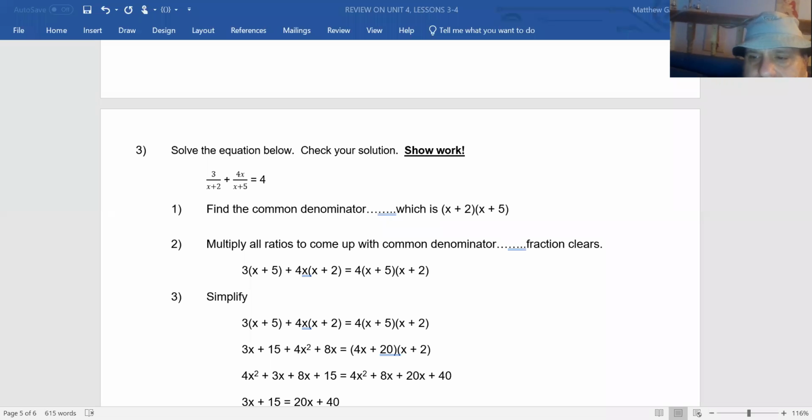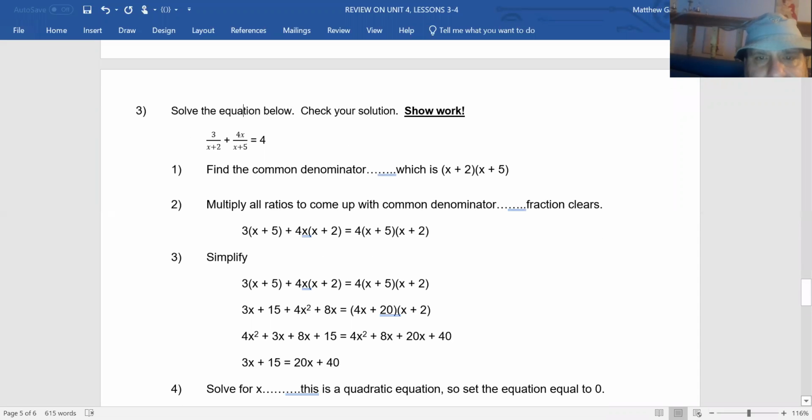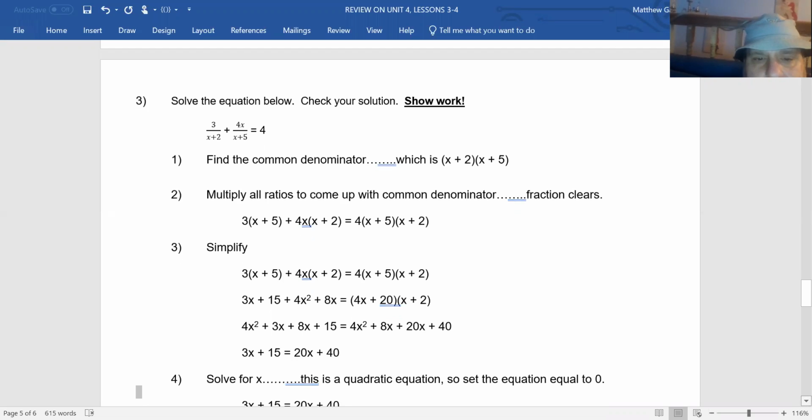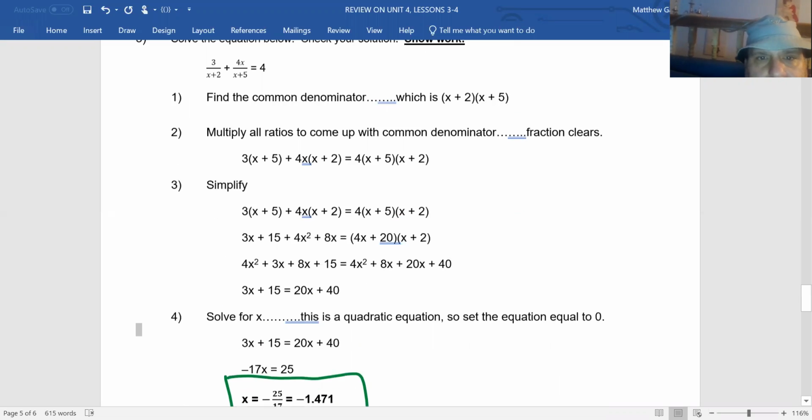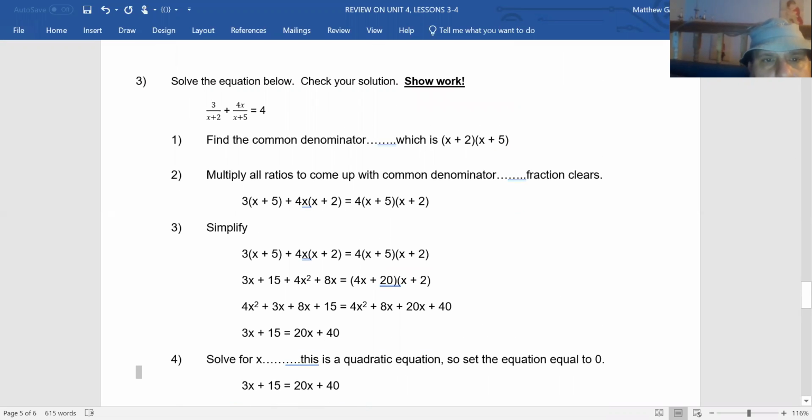Okay, question 3, very similar nature to question 2. So the answer should be negative 25 divided by 17, which is negative 1.471. I'll show you the graph. I'll try to go through the steps here. Common denominator is x plus 2 and x plus 5, as I said previously.